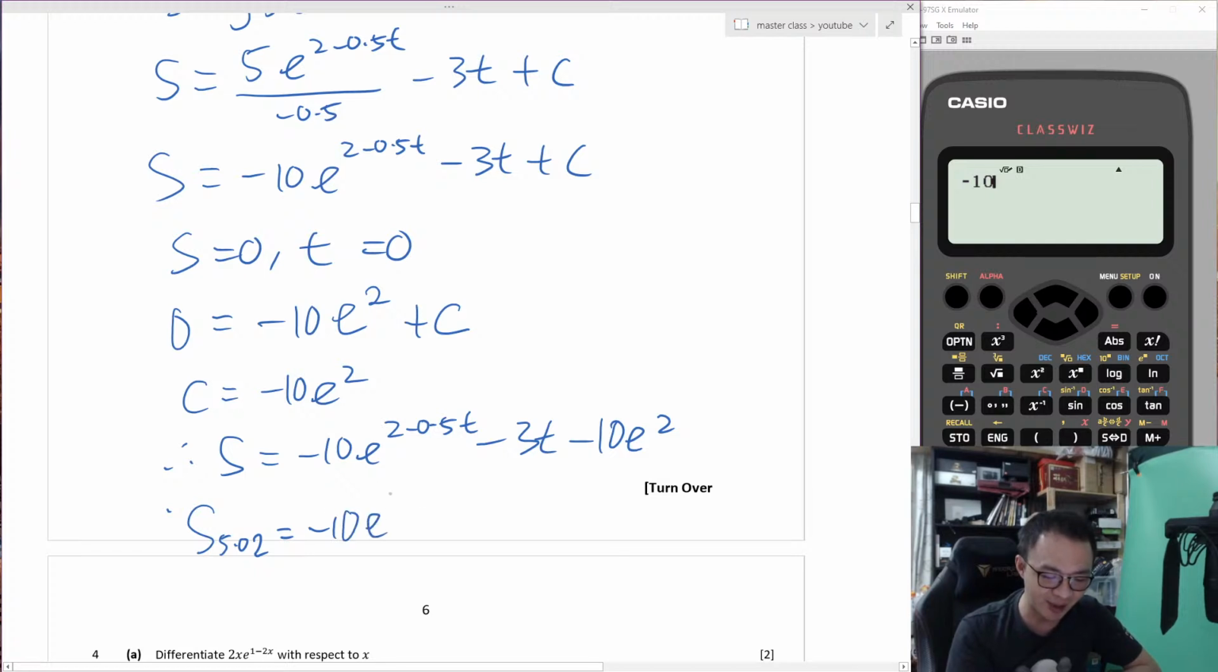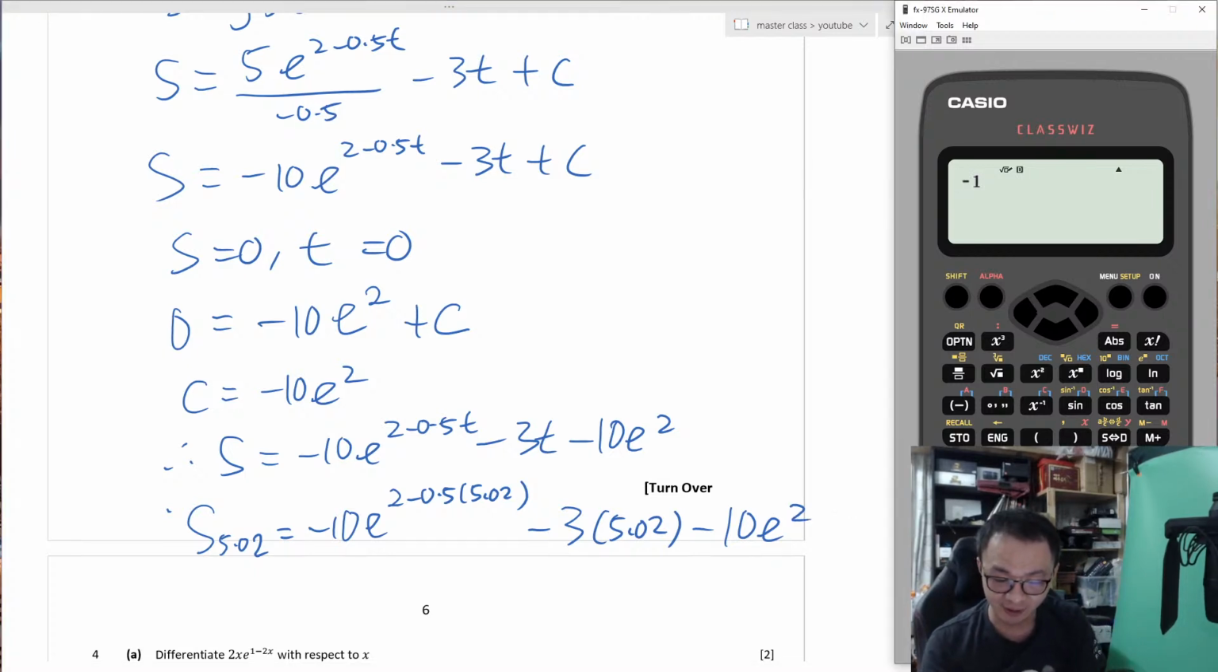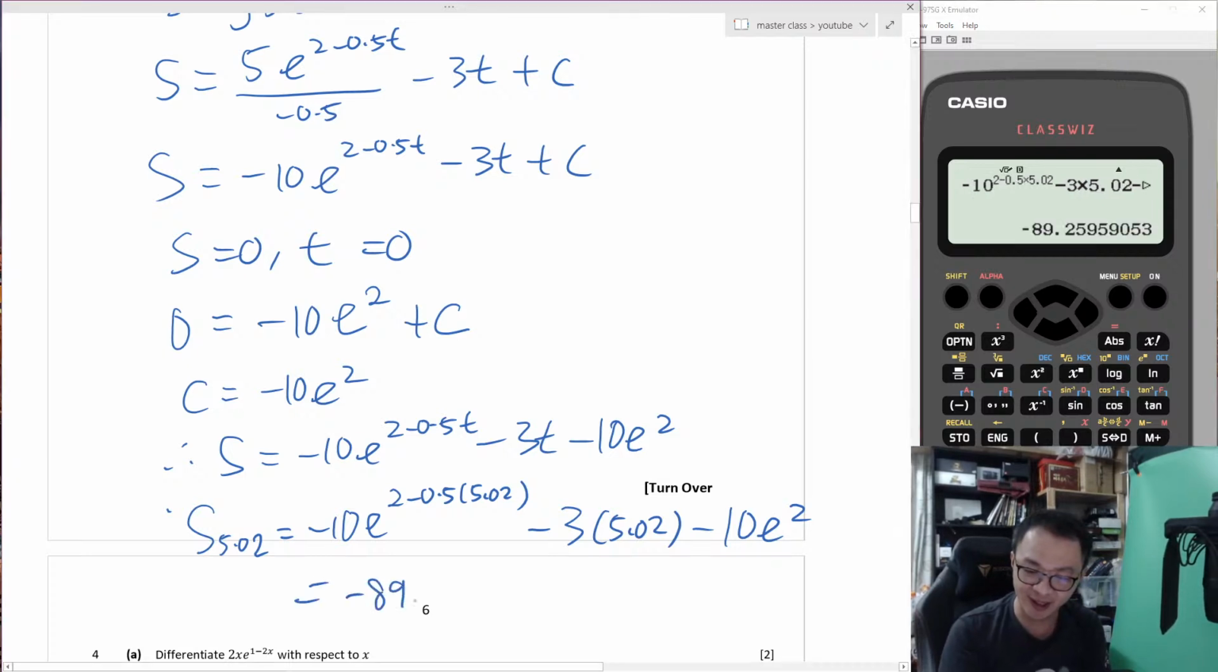Do I still want to write one more time? Never mind, write one more time. Be kind to the examiner. 5.02 minus 10e^2. Alright, then I type everything together into the calculator: power 2 minus 0.5 multiply 5.02 minus 3 times 5.02 minus 10e square. Alright, it is 89.3. It is positive, yeah, right.